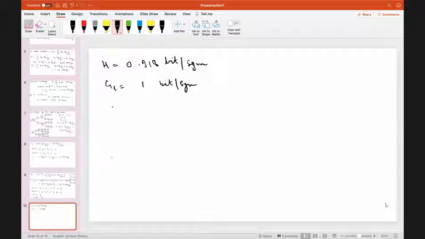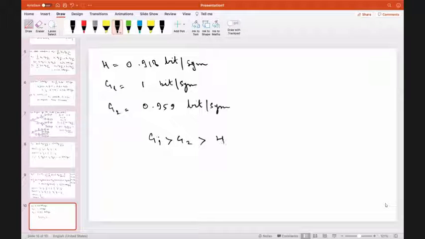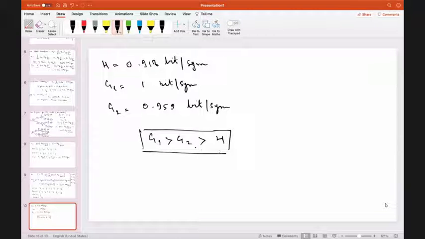So your G2 happens to be 0.959 bit per symbol. So clearly you can see that your G1 is greater than G2 is greater than H. So that thing that we wrote gets justified here.